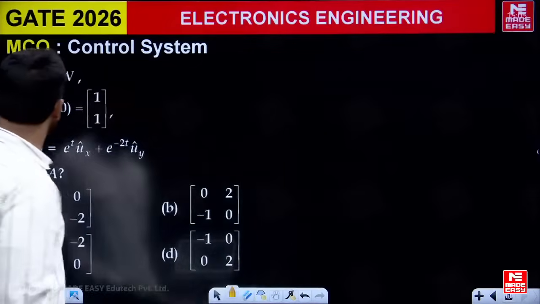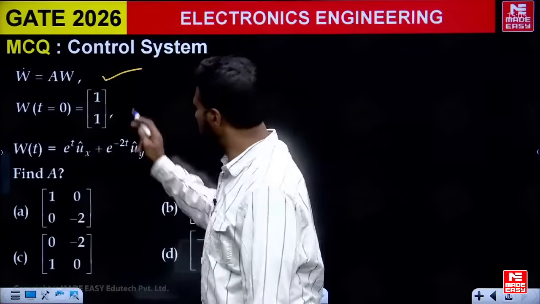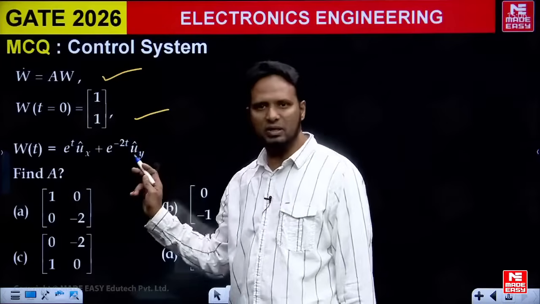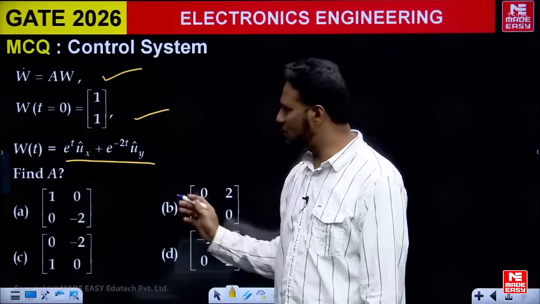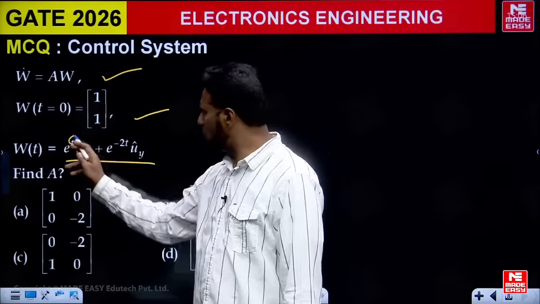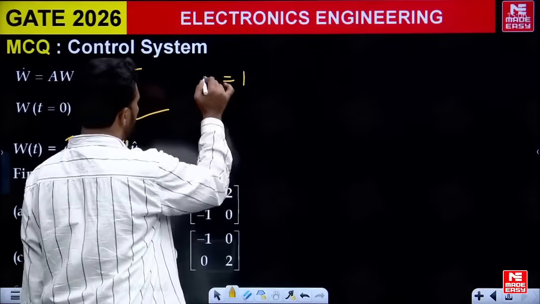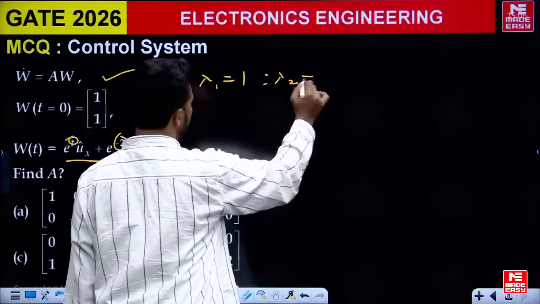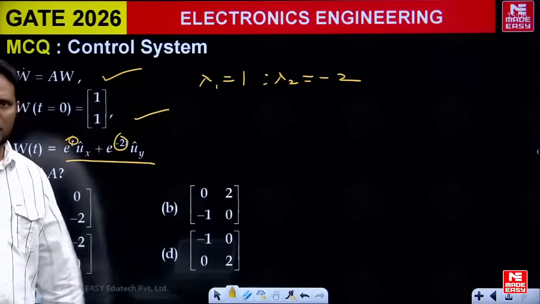Next, this is the last question that we have. We have the state model of the system. This is the homogeneous state equation, this is the initial condition vector, and this is the solution of that homogeneous state equation. The question is to find the value of A. It's very simple. See, this is one pole, this is another pole. The eigenvalues, the closed loop poles, one is this, the other is this, as can be directly seen from the response.